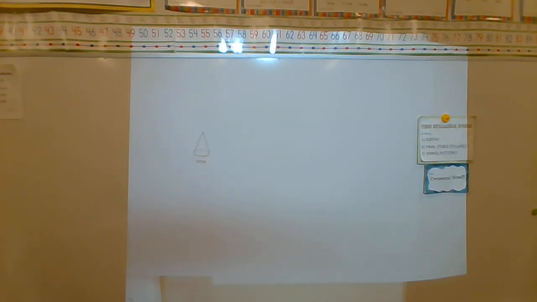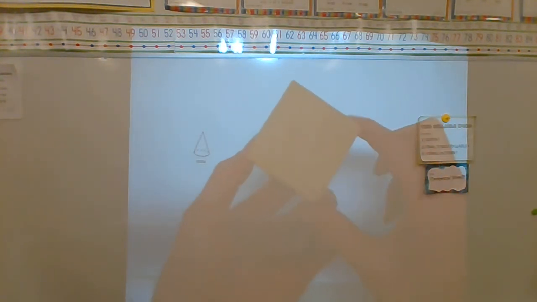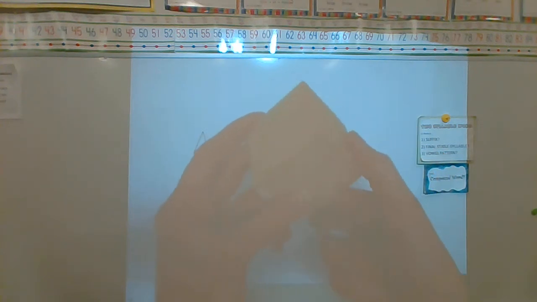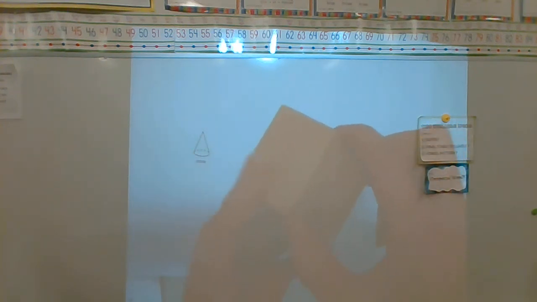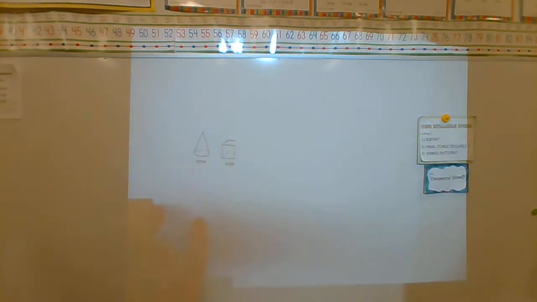Usually I would have the shapes up and we would see them, but there's not really room on the Elmo, so we'll keep going. The next one I'm going to show you, who knows what this guy is called? What do we call this geometric solid? That's right, it's a cube.